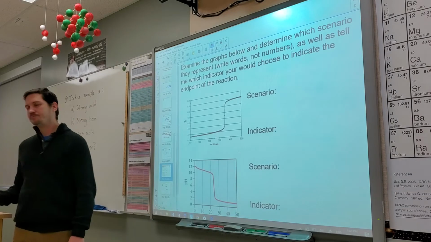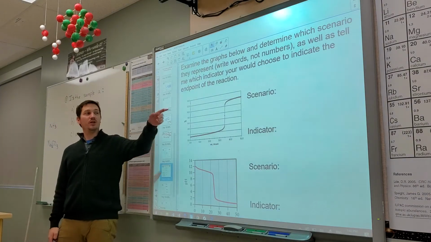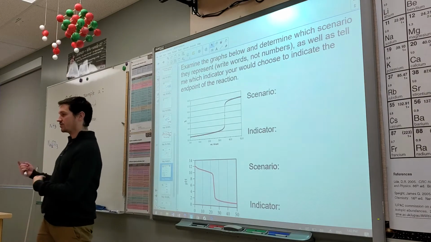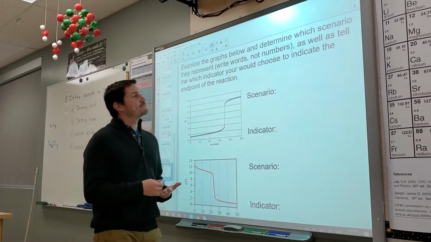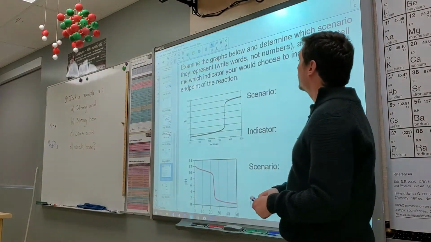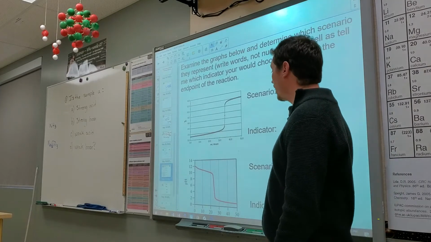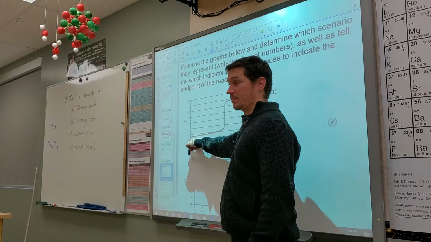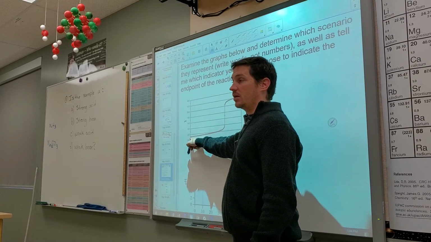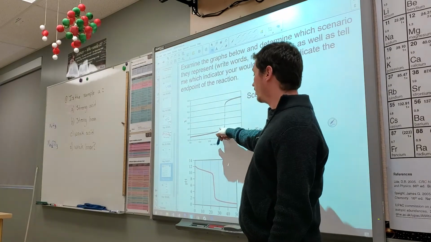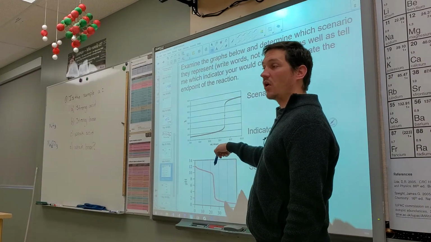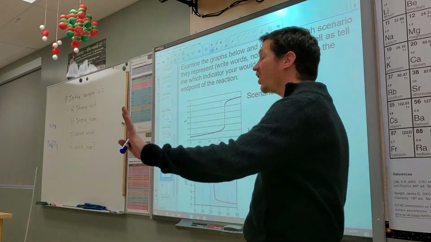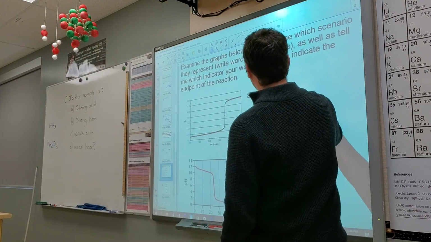So let's take a look at this. Examine the graphs below and determine which scenario they represent. Is it a strong acid titrating with a strong base or whatever, okay? As well as tell me the indicator you would choose to indicate the endpoint of this reaction. What is the sample in here? Is it an acid or a base? It's an acid. And where is the equivalence point? 7. So was it a strong acid that we started with or a weak acid that we started with? It's a strong acid.